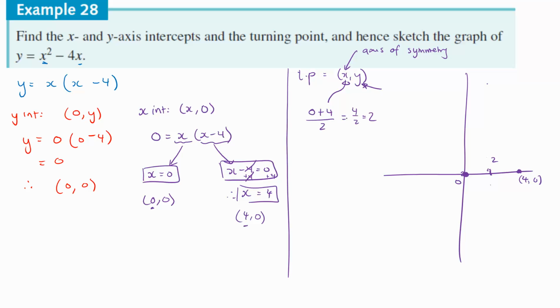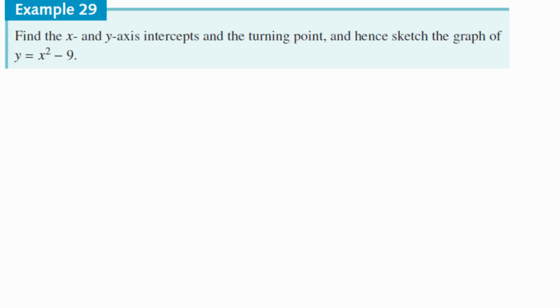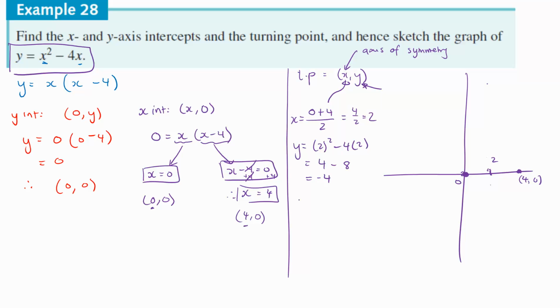So now that I know the x coordinate is equal to 2, to find the y coordinate, I've got my equation over here. It says y equals x squared minus 4x. So alright, I'm like x squared, which is 2 squared, minus 4 times the 2. That gives me 4 minus 8, negative 4. So now I know, therefore turning point is at 2, y value is negative 4.